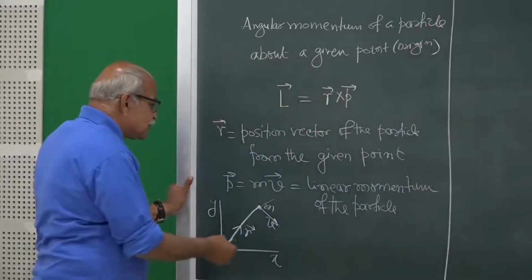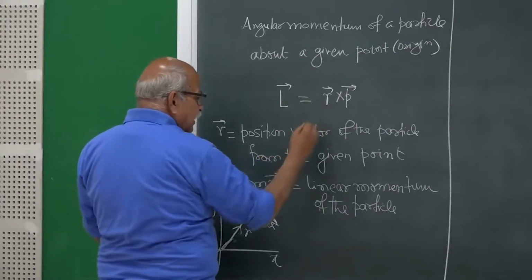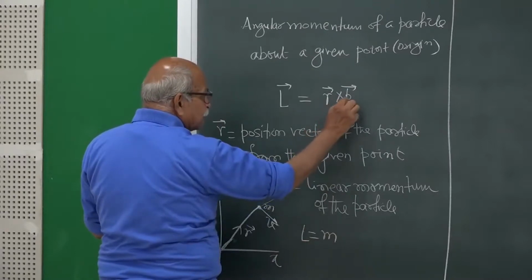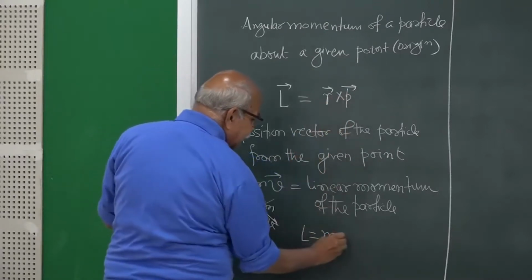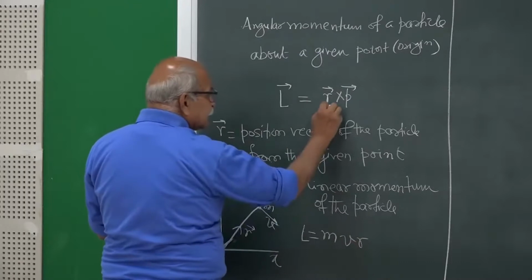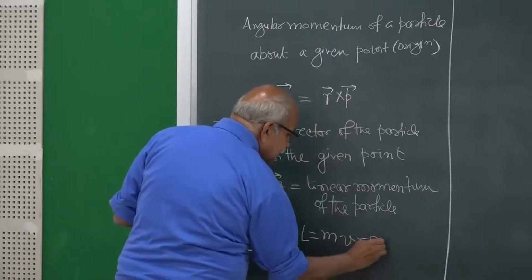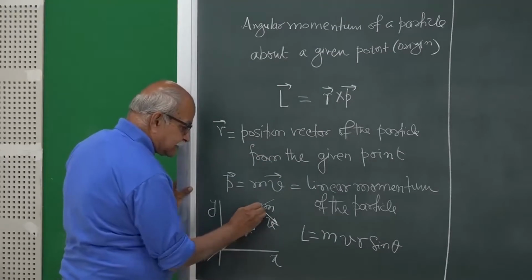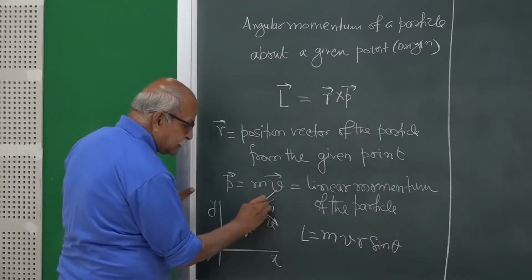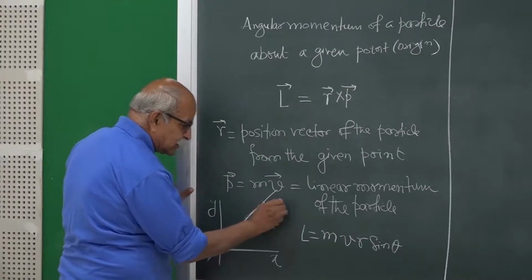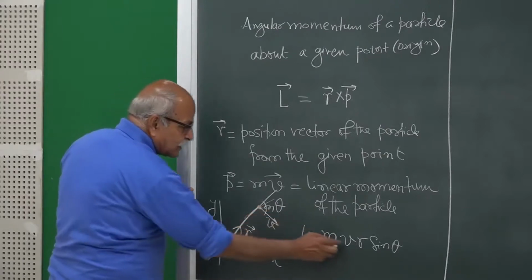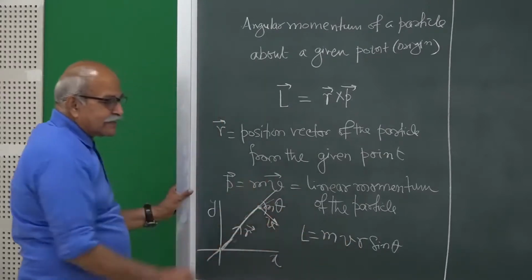Correspondingly, the magnitude of course is mass times velocity times this distance r, m v r, and then the sine of the angle between the two. So, this is the r vector, this is the p vector, this angle is theta. So, the magnitude of this r vector, the magnitude of the linear momentum vector, multiplied by sine theta, that is the magnitude.